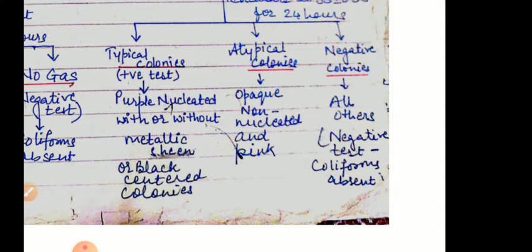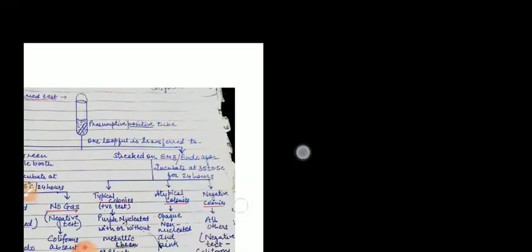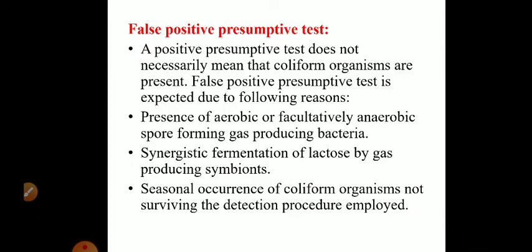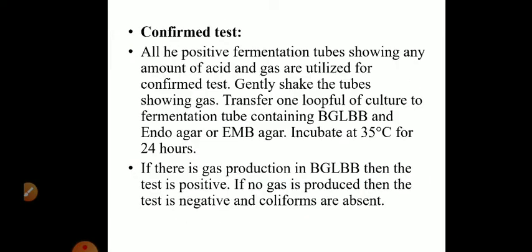So whether we get typical or atypical colonies, it indicates that coliforms are present. They may be fecal or they may be non-fecal. But if we get typical colonies with metallic sheen, purple dark centered or black centered, it is because of fecal coliforms. Once you get a confirmed test positive, you have to complete the test. Now let us discuss the confirmed test in detail.